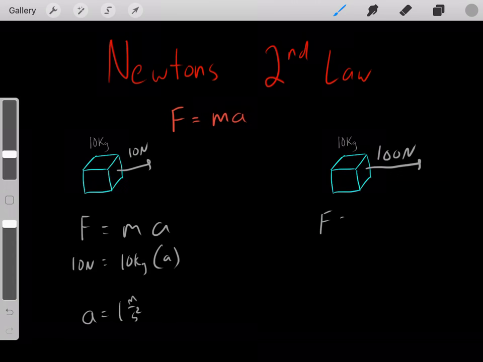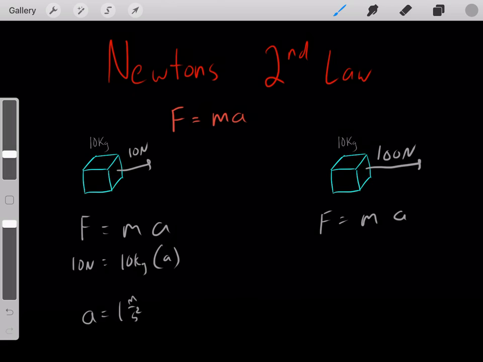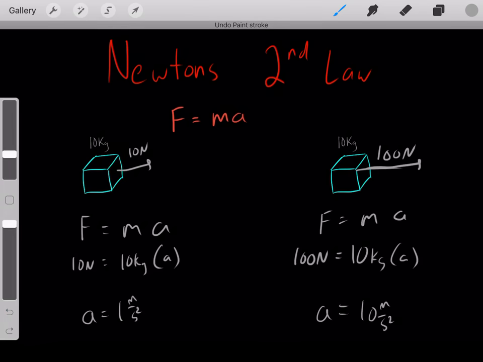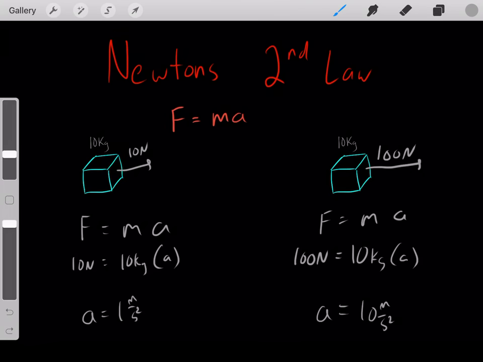So what would be the acceleration in this situation? Well, again, force equals mass times acceleration. The force is 100 newtons. The mass hasn't changed. That's still 10 kilograms. So now solving for acceleration, we would get an acceleration of 10 meters per second squared. So that makes sense. We applied a larger force, so we got a larger acceleration. This block should accelerate faster. And that's the essence of Newton's second law.